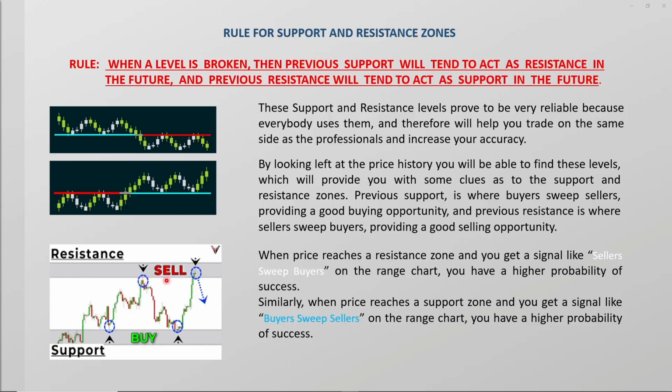The price reaches a resistance zone and the sellers take over and bring the price down. Here, price has reached also this resistance zone and then will tend to come down. Similarly, when price reaches a support zone and you get a signal like buyers sweep sellers on the range chart, you have also a higher probability of success. Let's now look at some of these zones in the chart provided.